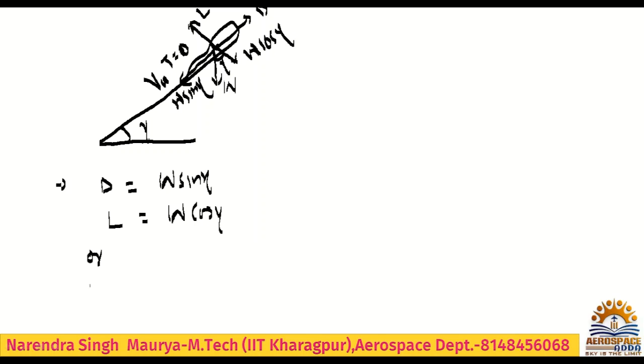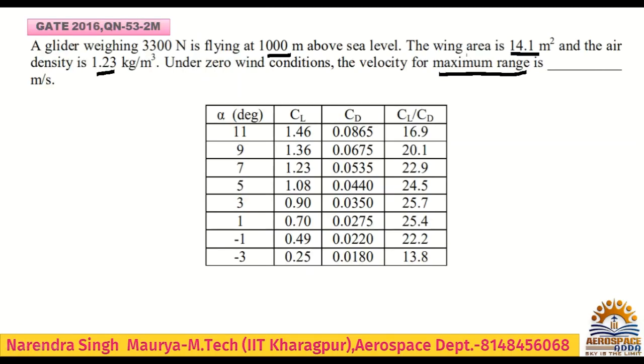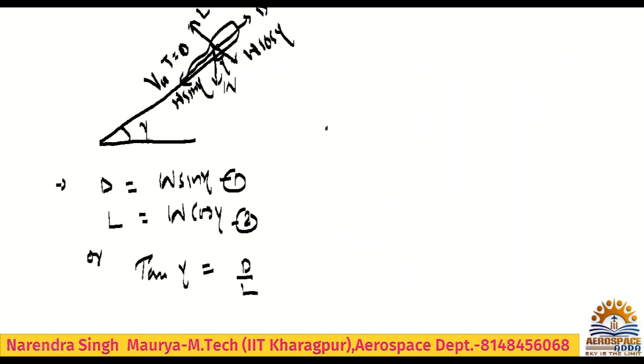From equations 1 and 2, if you resolve, you may get tan gamma is equal to sin by cos, so it will be D by L, drag by lift force. Hope you understand. Yes or no? What they are asking in this problem is range. So I will show you the triangle for this.